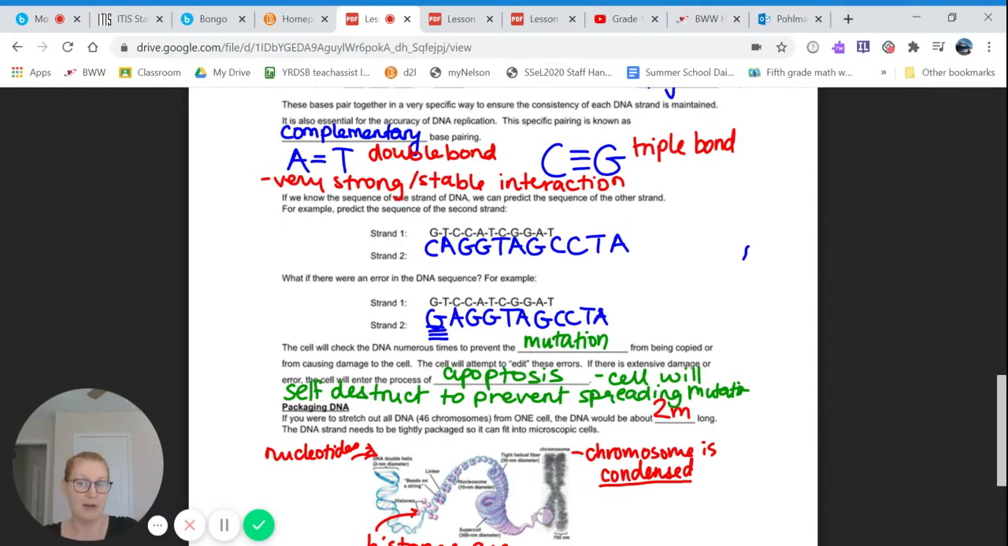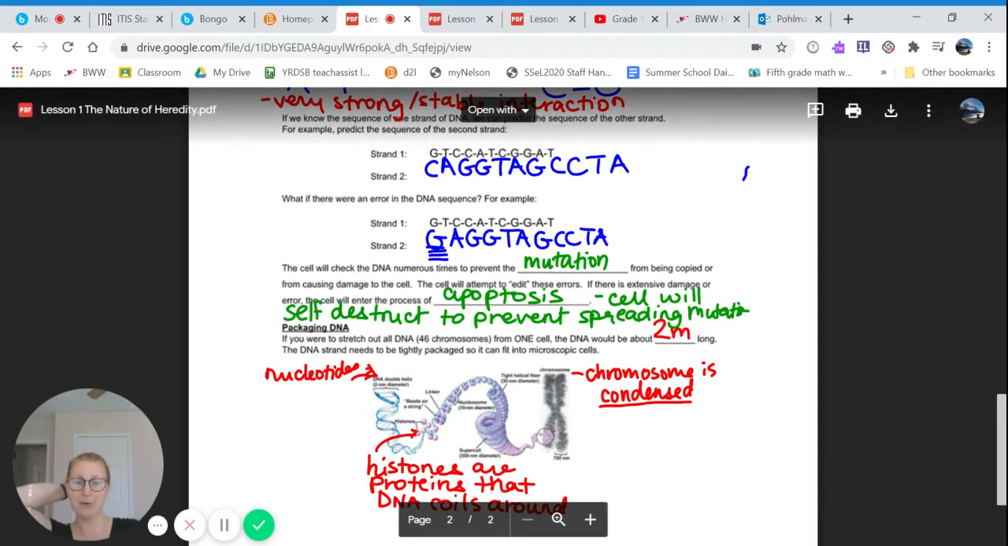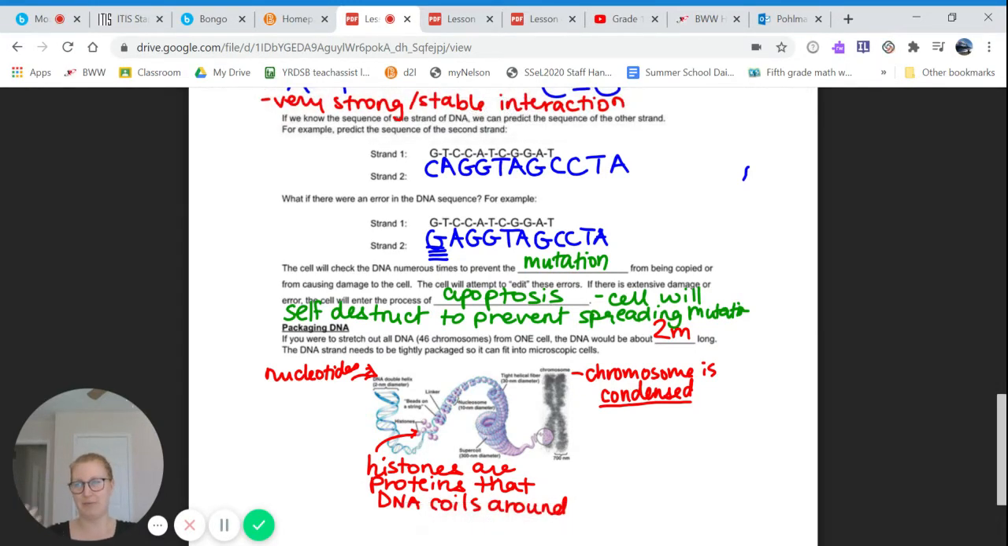And then I've shown what if there were an error. Accidentally, the wrong base was put into place. Now, this happens like 1 in every something like 1 million base pairs. So it's a very small amount. But as we know from grade 10, that can lead to some dangerous things. That is a mutation or a mistake, okay?